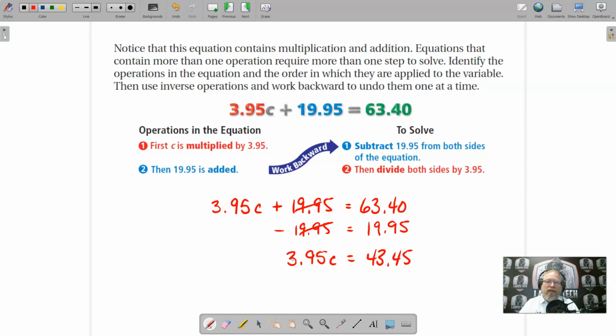Now we're at a one-step equation. Like we've done in one-step equations before, the 3.95 is tied to the variable C through multiplication. The opposite operation is division. Remember, every fraction is a division problem. We're going to divide by the very number we wish to get rid of, and what we do to one side, we do to the other as well. The 3.95 cancels, leaving us with C, and 43.45 divided by 3.95 gives us a result of 11.